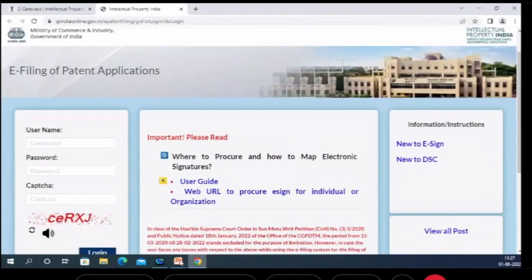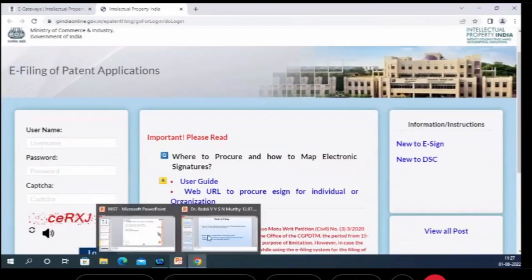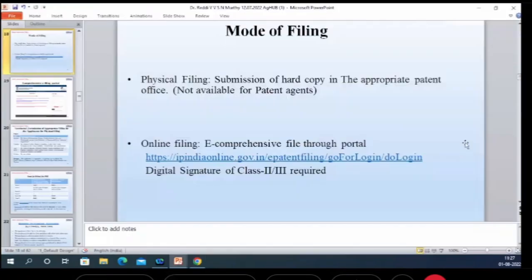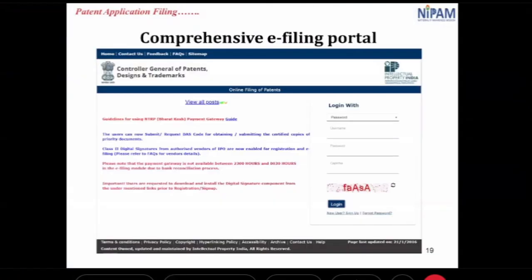So this is how you can file an e-filing, that is the e-filing portal, and how you can file a computer patent application digitally, right? So let's talk about it in the next slide. This is how the comprehensive e-filing portal looks like. Here you can file a patent application digitally. There is no need to go anywhere for physical filing.